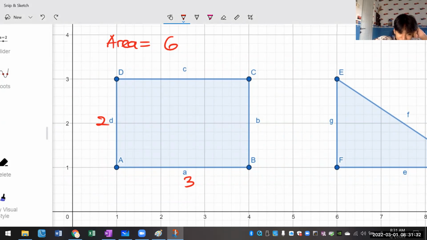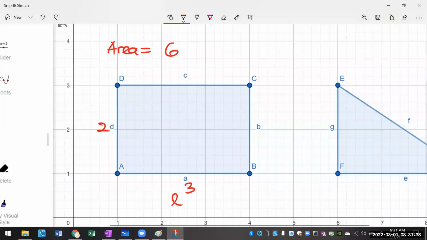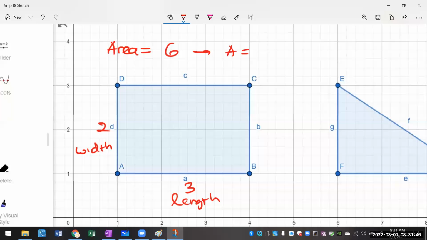2 kali 3, Pak. 2 kali 3, yes. Jadi kalau ini saya tulis ya, in English kita sebutnya length. This is the length, this is the width. So the area of this rectangle is just length times width, where we know that the length is 3 and the width is 2. That will be equal to 6.